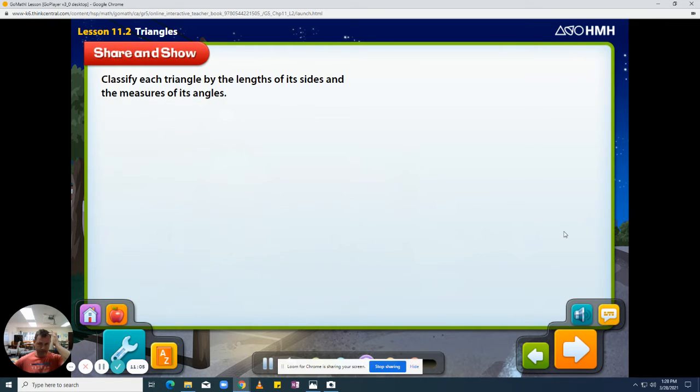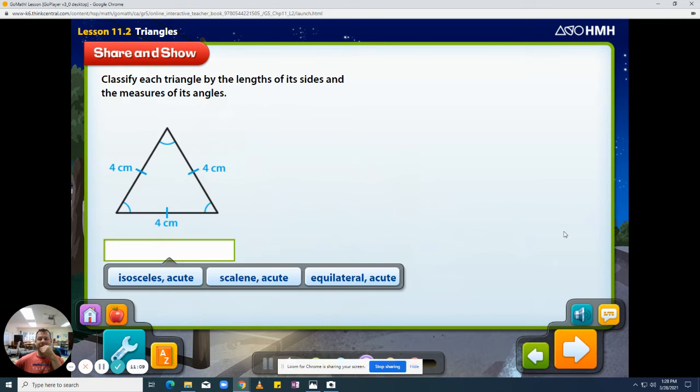Classify each triangle by the lengths of its sides and measures of its angles. Examine the triangle and select the appropriate classification.